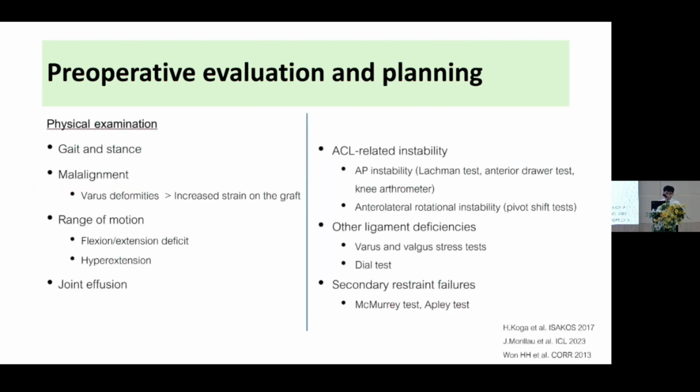A full examination of the knee should also be performed. The malalignment, especially varus deformity, can increase the strain to the graft and be the cause of the failure. Flexion and extension deficits may require concomitant surgical procedure. The AP and rotational stability examination and also varus and valgus test should be performed to evaluate the ligament in the knee.